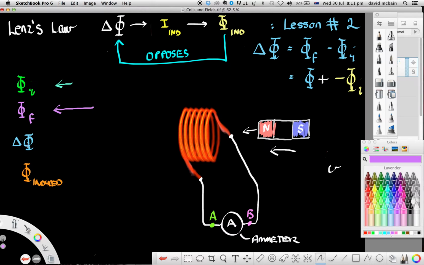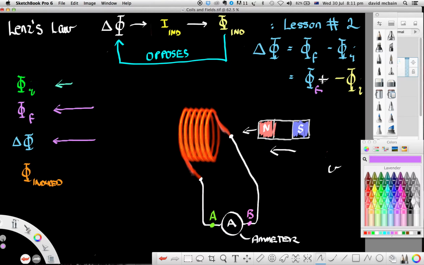Now, the change in flux, remember, the change is the final flux plus the negative of the initial flux. So that means we need to take these vectors and place them head to tail. So the final flux is the purple one. So that's our final flux. So I'll draw that in. There it is.